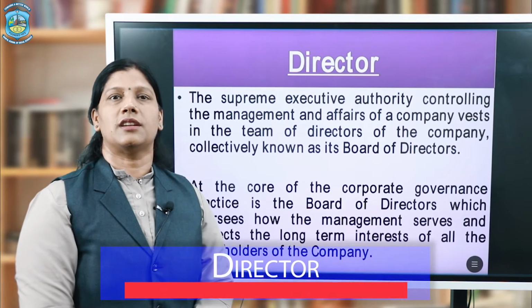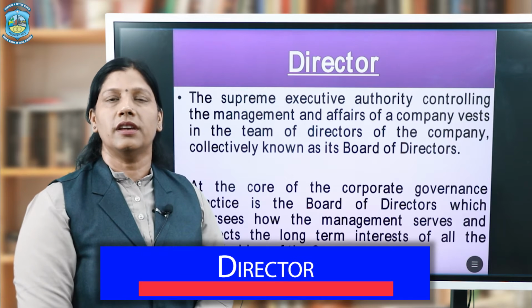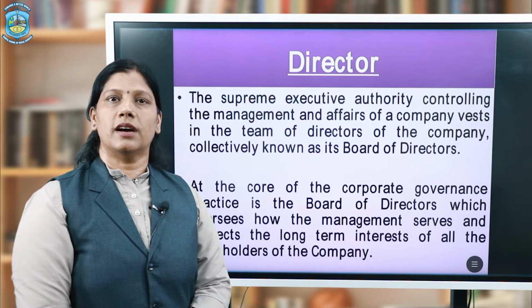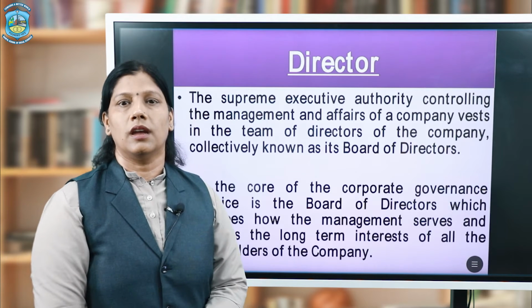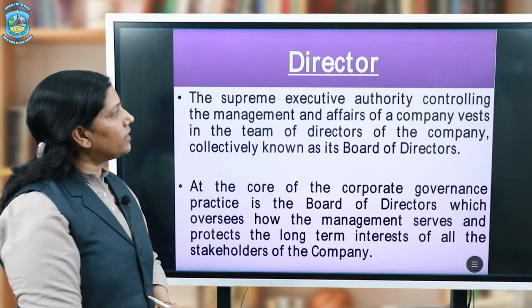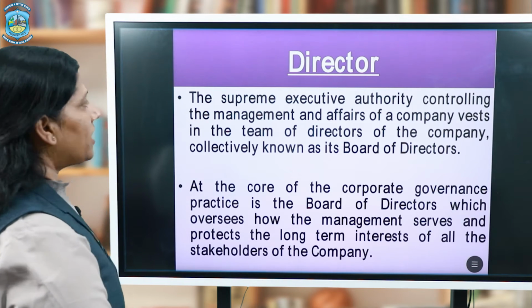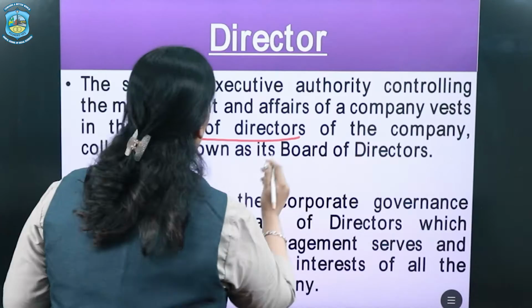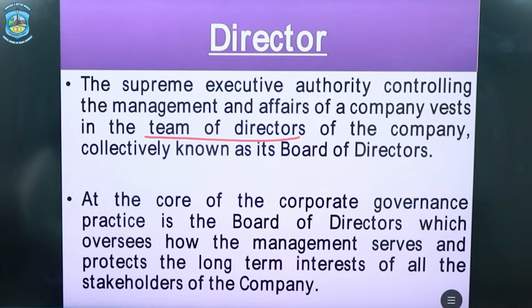Dear students, let us now discuss the management of the company, which basically consists of the board of directors. So now we will learn the meaning and the types of directors. The supreme executive authority which controls the management and affairs of the company vests in the team of directors, which are also known collectively as the board of directors.